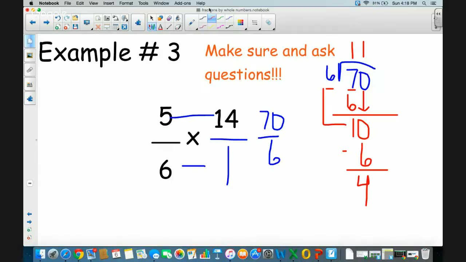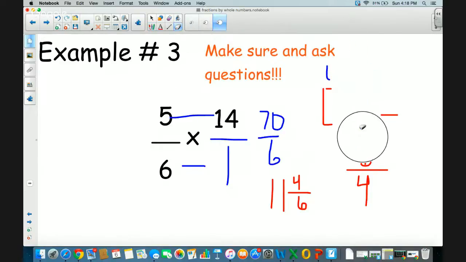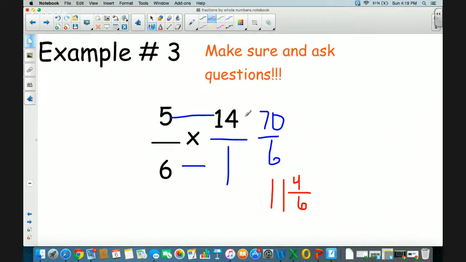Now, here's my mixed number. 70 over 6 is actually 11 and 4 over 6. Now, is that my final answer? Is 11 and 4 over 6 my final answer? No. Why not? Because it will simplify. What number will go into 4 and 6? 2. So my actual answer should be 11 and 2/3.